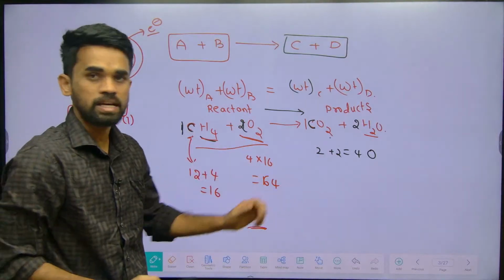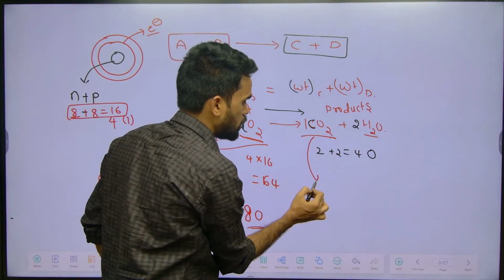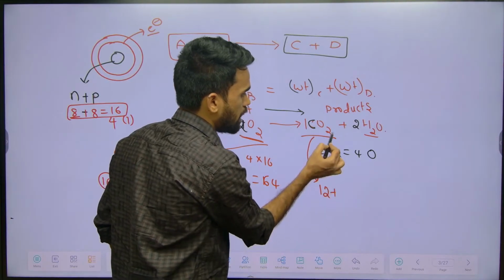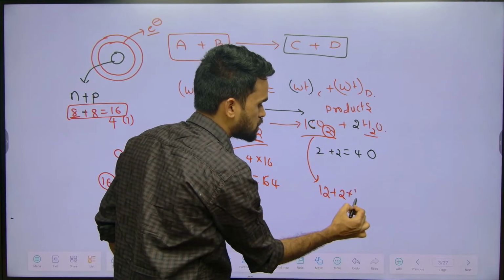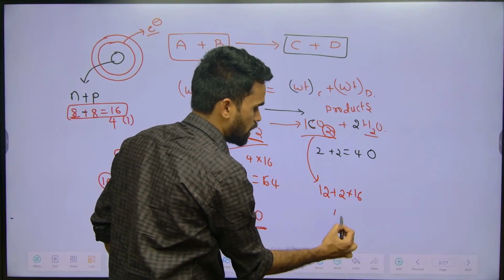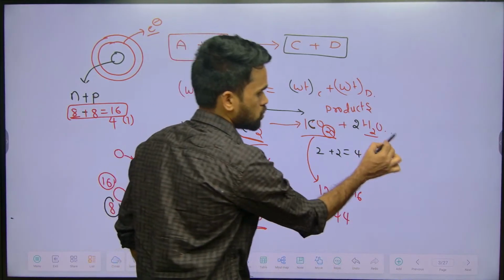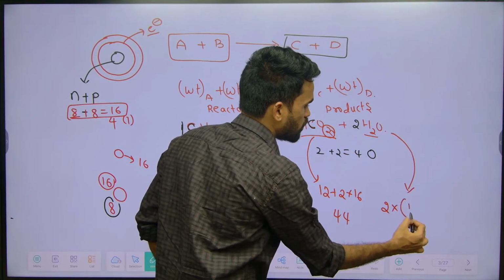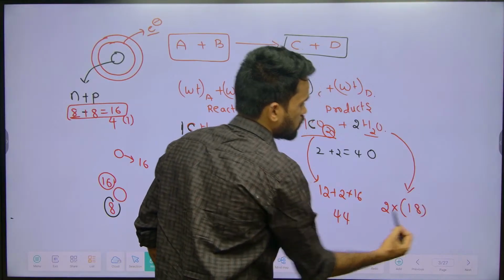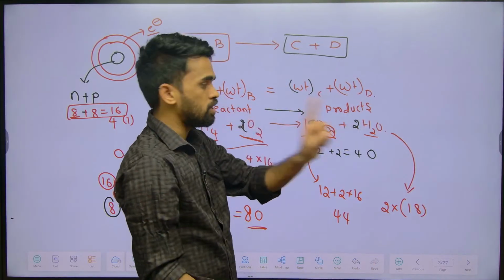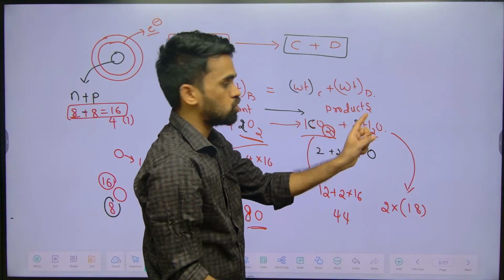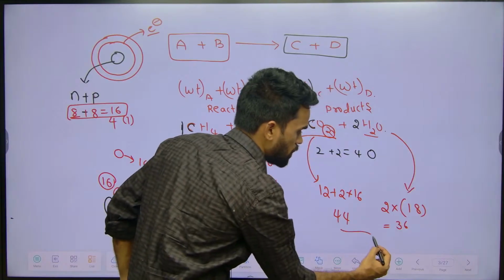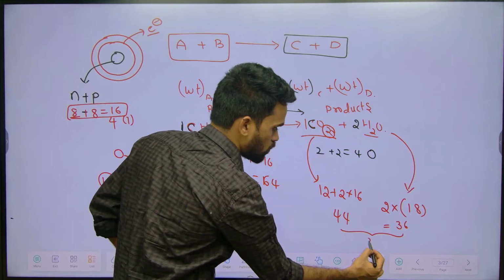Now look at the product side. So there is carbon dioxide. For carbon, the atomic number is 6, so the mass number will be 12. And there are 2 oxygen atoms, each one 16, so 32 plus 12, so 44 for carbon dioxide. Similarly for water, there are 2 water molecules, each water molecule weight will be 18. You can consider hydrogen as 1 into 2, oxygen as 16, so 2 plus 16, 18. So the total will be 36. So the sum of these two numbers will again be equal to 80.